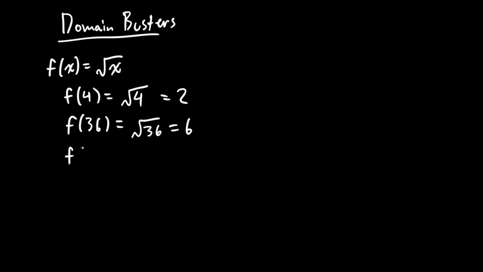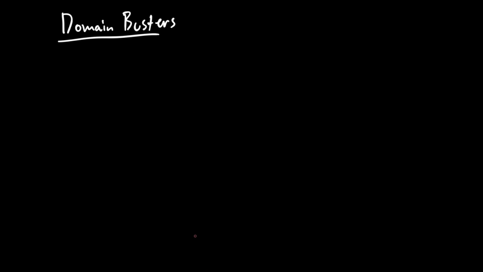Let's say we have f of negative 1, and we get the square root of negative 1. Well, we can't take the square root of a negative number and have it result in a real number. Since we're talking about real numbers, this wouldn't fit the function, and it will break the machine. So for this function, the domain is all non-negative numbers, since negative numbers don't fit. Let's take a look at a different domain buster.